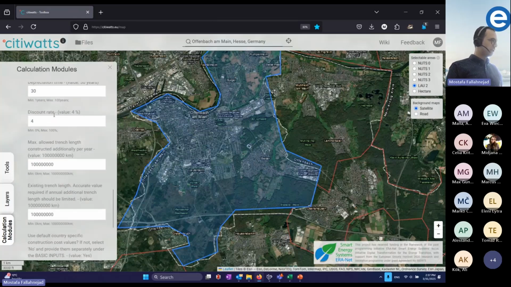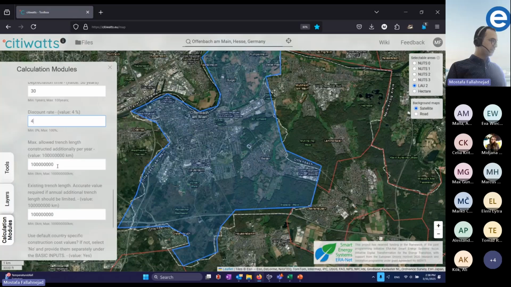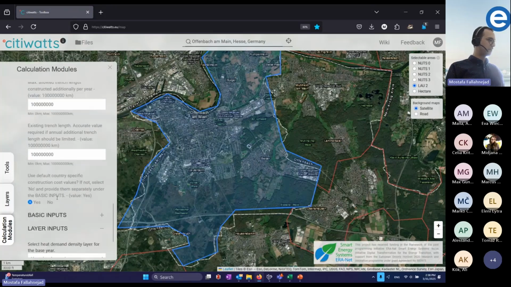So I don't change the depreciation time for the discount rate. Keep in mind that if you do an analysis comparing the central heat supply option with district heating, this discount rate should be constant over all your calculation. So if I take here, for example, 4%, it should remain 4% in further steps also. I do not want to limit the expansion, so I do not change these parameters.